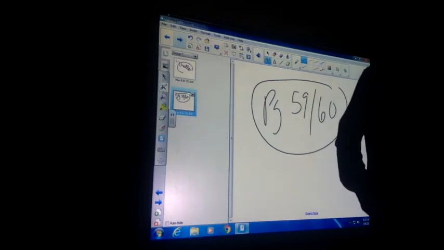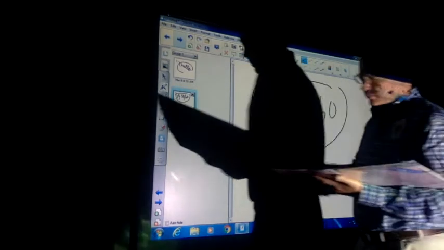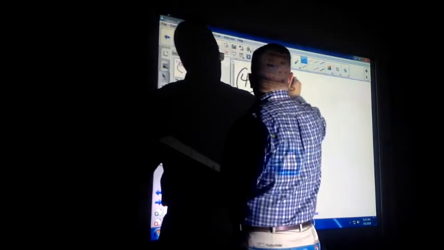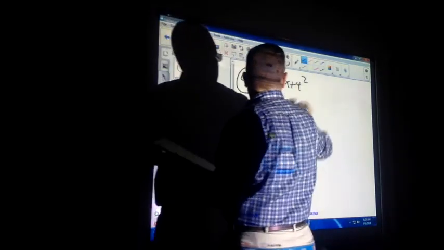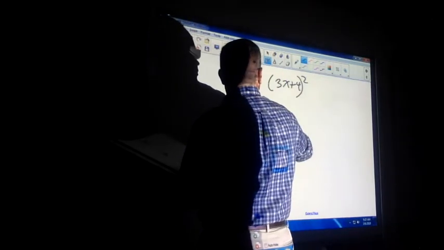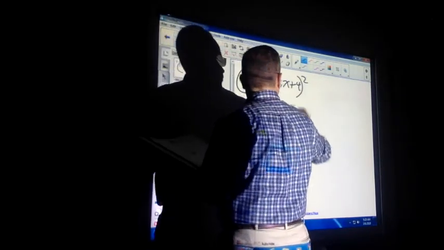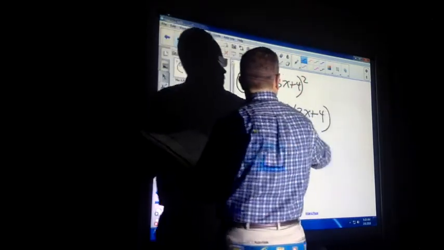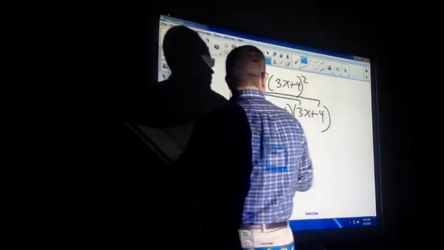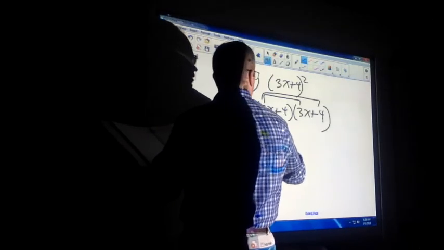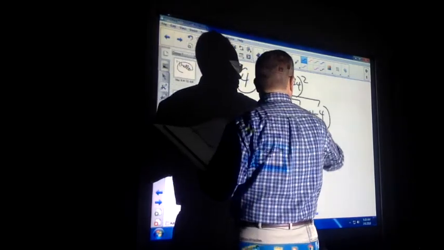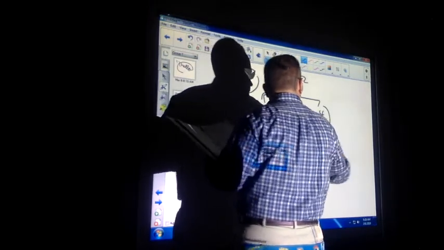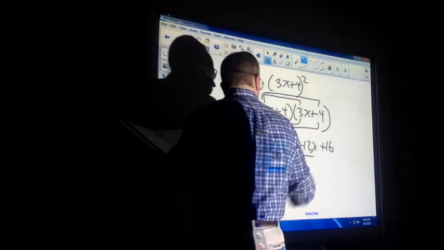Yeah. Number 4. You just have this, 3x plus 4, quantity squared. That means, oops, you have 2 of those. So you double distribute, excuse me. So you get 9x squared plus 12x plus 12x plus 16. And then those are like terms, so combine them together.